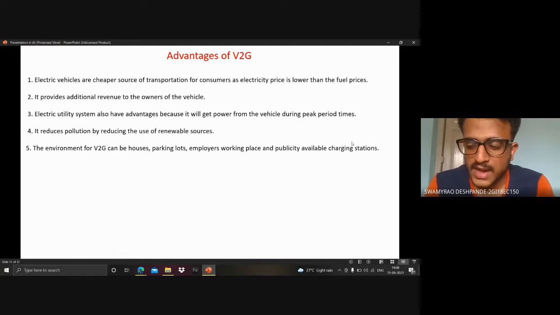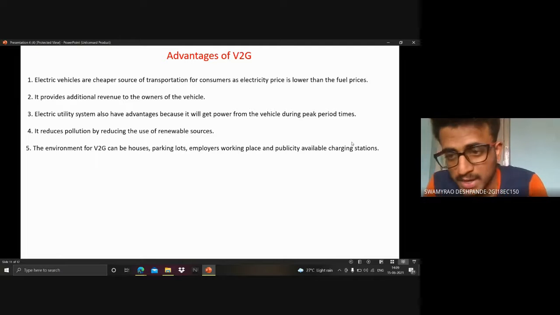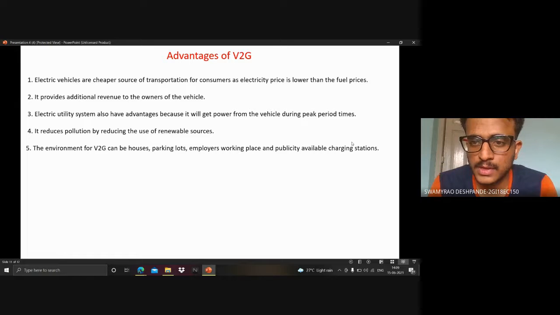Next is the impact on generation. By connecting a large number of PHEVs and V2G systems during daytime, peak power can be curtailed, sir. During peak load periods, and during light load periods also, this PHEV battery can be connected to charge the system.